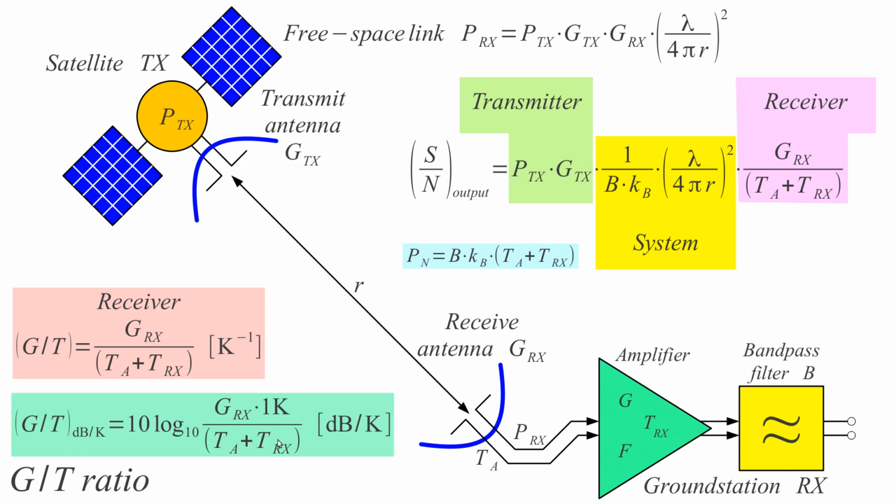Temperature is in Kelvin, and in order to cancel this Kelvin, we need the 1 Kelvin constant here to have G/T over T in this dB per Kelvin. So this is the usual way to specify ground stations for satellites. This is the usual way.